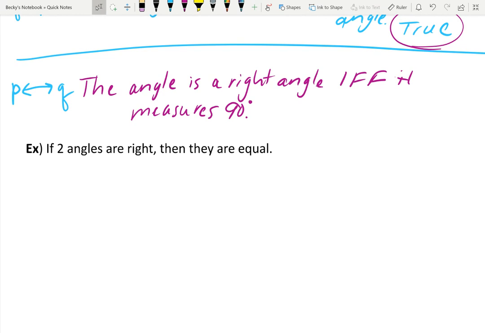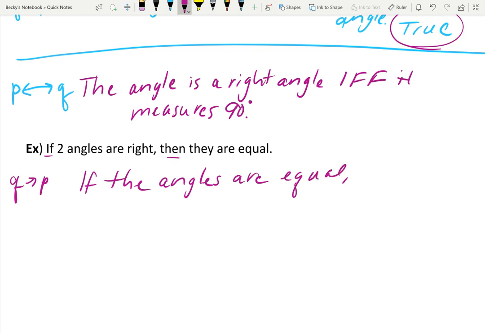Okay, next sentence. I notice right away it's in if-then form, so that's one step I don't have to do. So let's do the converse form, Q, then P. So who's they? They happen to be the angles. So, and I messed up. If the angles are equal, then the two angles are right.